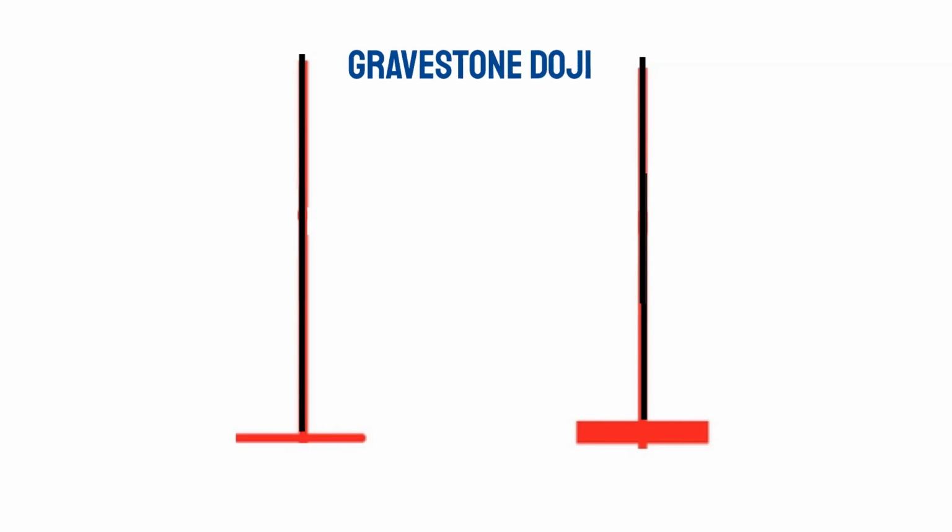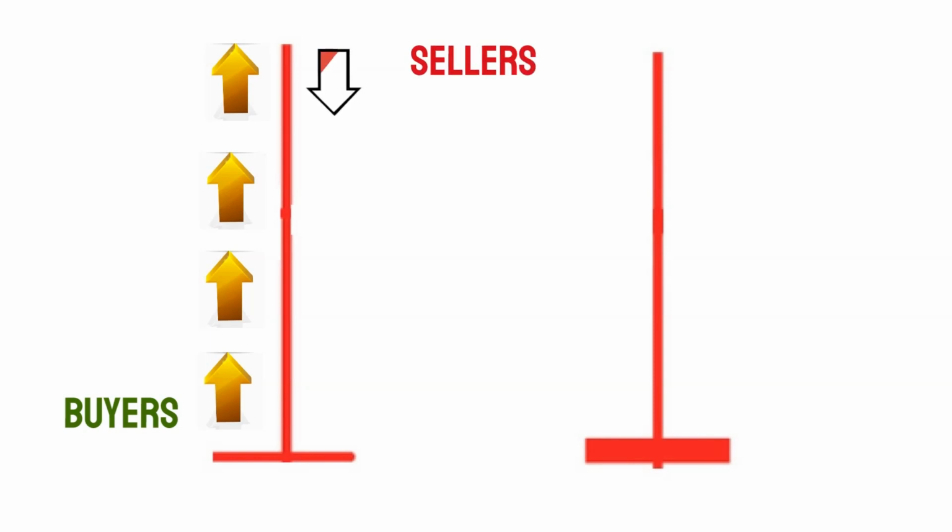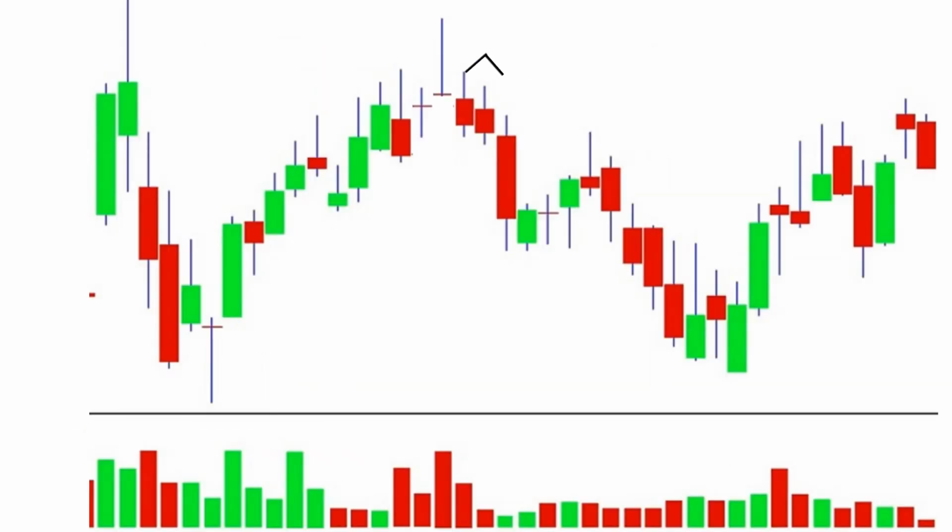A gravestone doji is a bearish reversal candlestick pattern. The open, low, and closing prices are all near each other at the bottom, with a long upper shadow, no lower shadow and no real body. The long upper shadow means that buyers pulled up the price at the beginning of the session but were overcome by sellers by the end of the session and the price fell near the open. This is a sign of a future bearish downtrend.